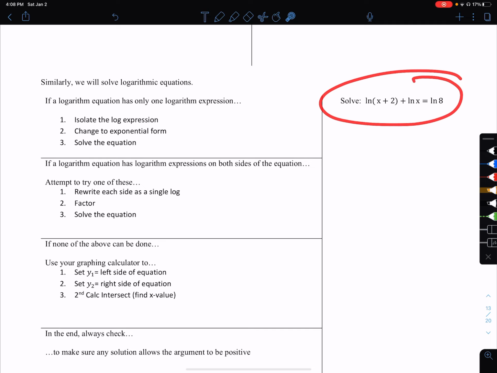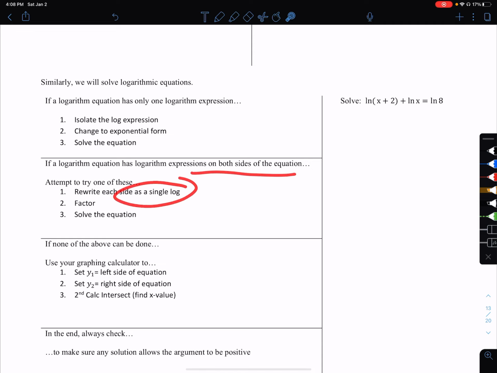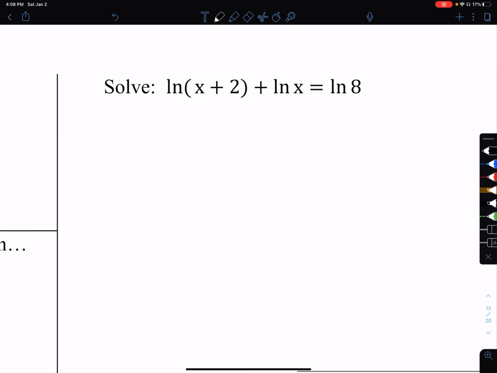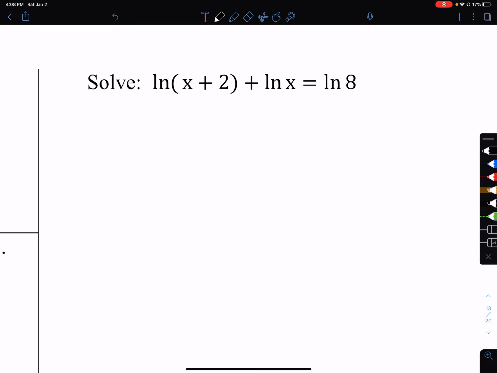So this example here, this would fit into this category. There's log expressions on both sides. Try to rewrite as a single log. So let's see if we can do that. On the left, we are adding these logs with the same base. So using the product property, we can multiply the arguments together.